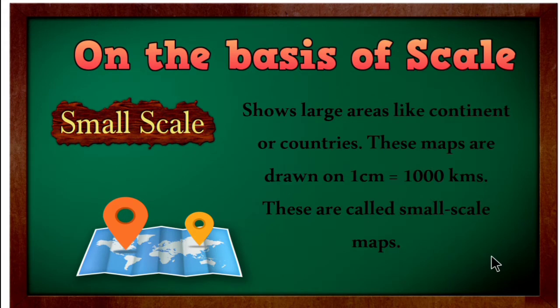So the details will be less when compared to the large scale map. It shows large areas like continents or countries. These maps are drawn on 1 centimeter equal to 1000 kilometers. So these are called small scale maps. Small scale maps provide detail about continents and countries, and they are drawn on the scale of 1 centimeter equal to 1000 kilometers. That means 1 centimeter on the map is equal to 1000 kilometers on the ground. So that is the definition of scale.